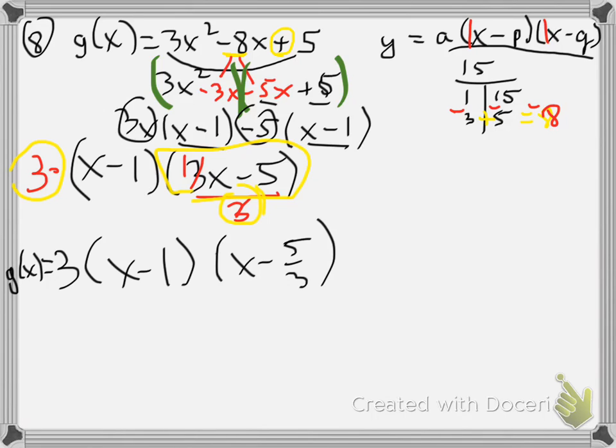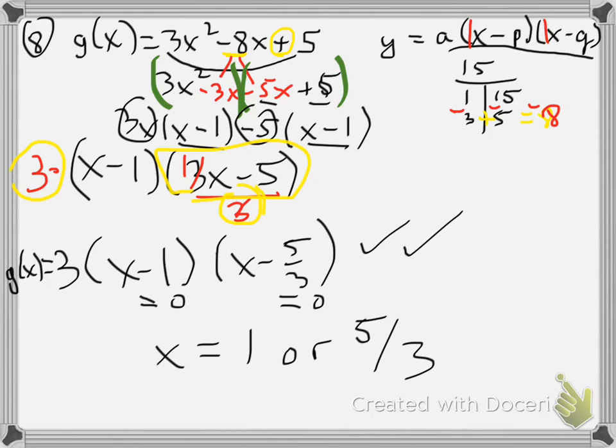So I've now written it in intercept form. Now it says give me the x-intercepts, the zeros of the function. Well, set this equal to 0, set this one equal to 0, and we get x equals 1 or 5/3. Okay, that was number 8. Number 9, I'll do in a second here.